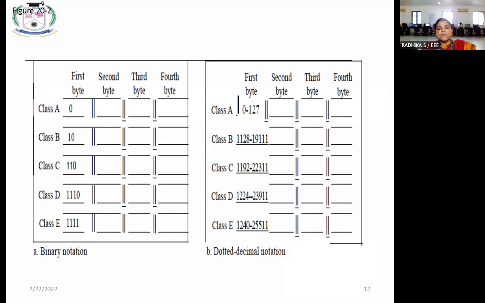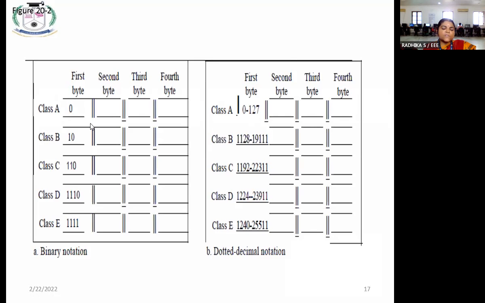And if the same thing is represented in dotted decimal notation, if there is any number from 0 to 127 as the first byte, then it is class A. Whereas when the equivalent decimal ranges from 128 to 191, then it is class B. Can you see why I'm saying this? Can you interpret?